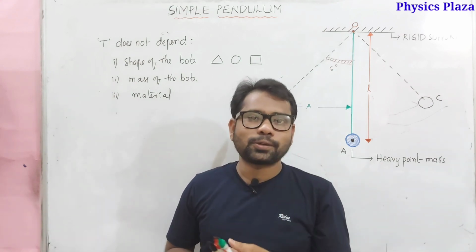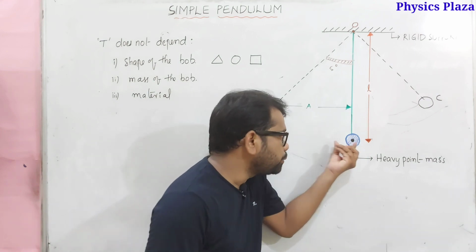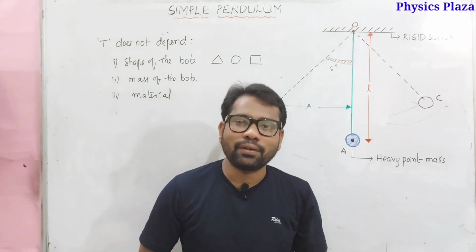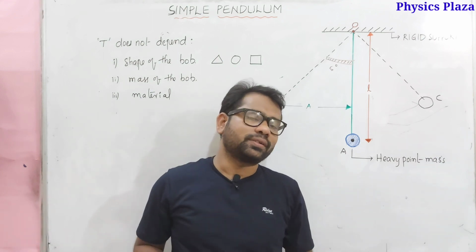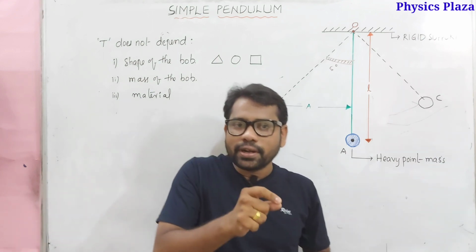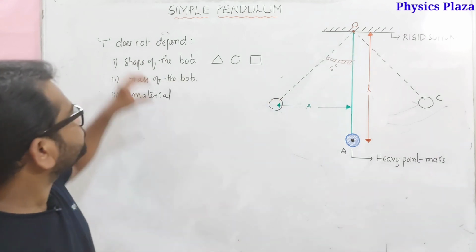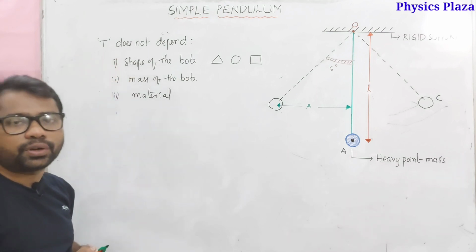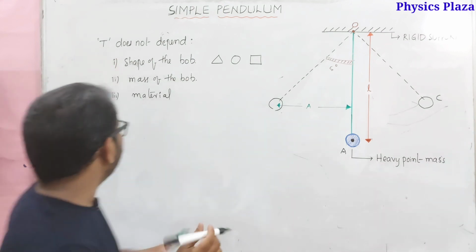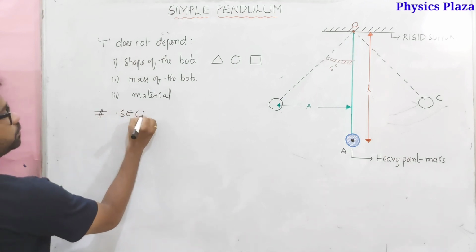And even the color also. For example, here we have taken a bob which is painted with a blue color. You may even make a painting with a red color, violet. Color also does not matter. So children, let us recall. It depends on length. It depends on acceleration due to gravity. It does not depend on shape of the bob, mass of the bob, material of the bob. Okay, children? Fine. Now, one more very important thing is the seconds pendulum.